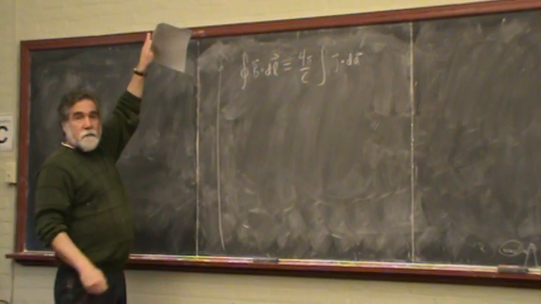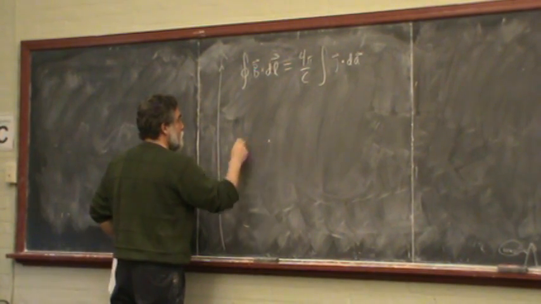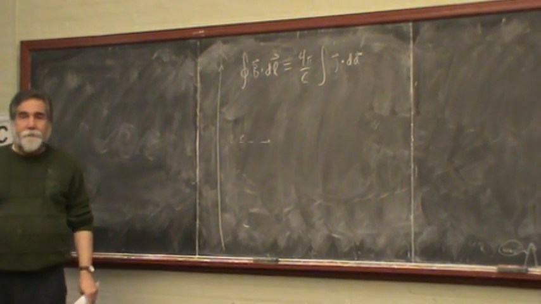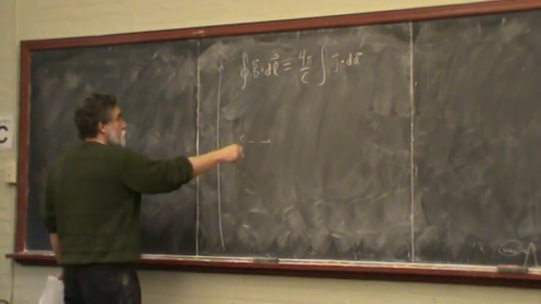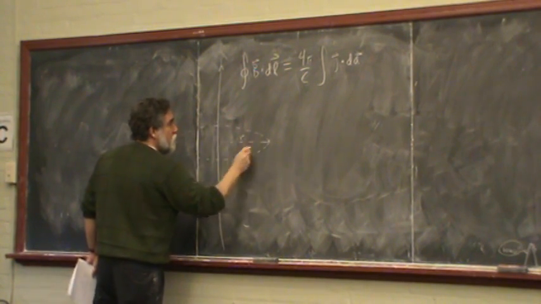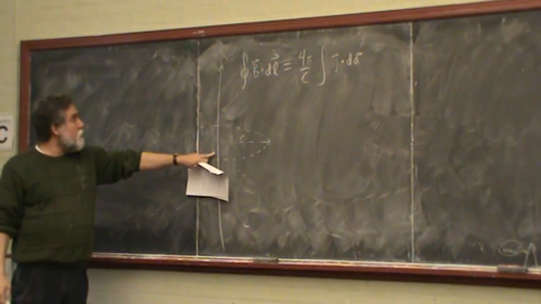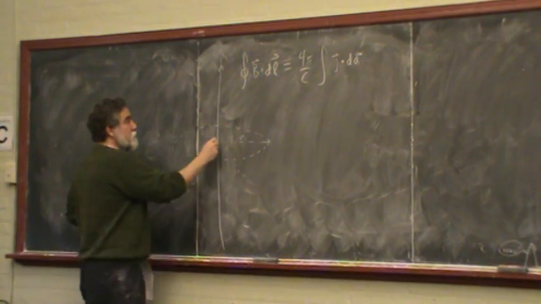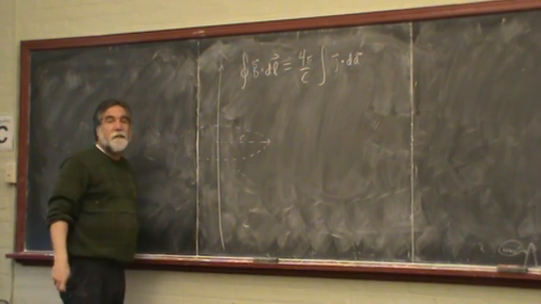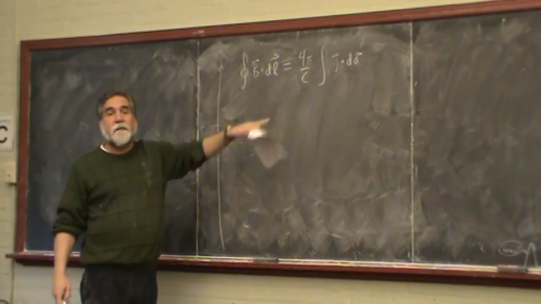I've got a current, and I want to calculate the magnetic field at some distance r from the current. And I can argue that the magnetic field is going to be of constant magnitude over a surface that is circular and has the current as its axis. Oh, let me do the right-hand side here.